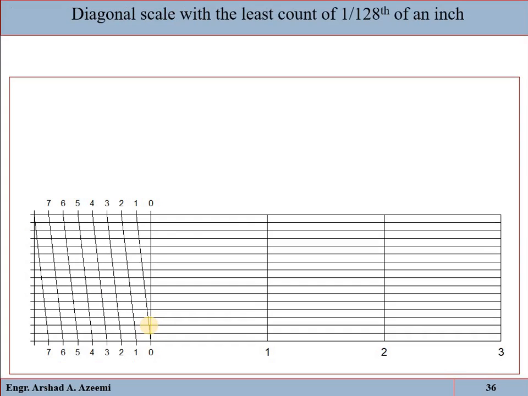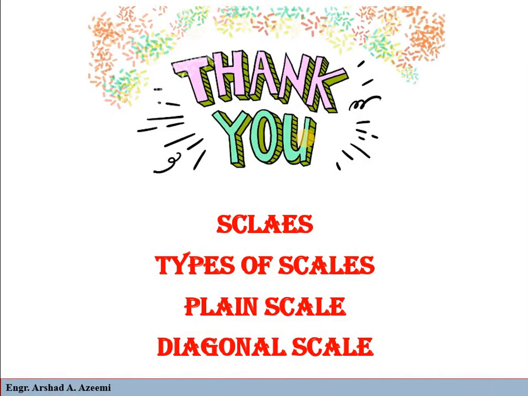Similarly, this is 1/128th part of an inch. If you have an inch distance, divide it into 8 parts, so this will be 1/8. Now this 1/8th part is divided into 16 parts, so here this portion is representing 1/128th part of an inch. So this is actually the basic principle of the diagonal scale.